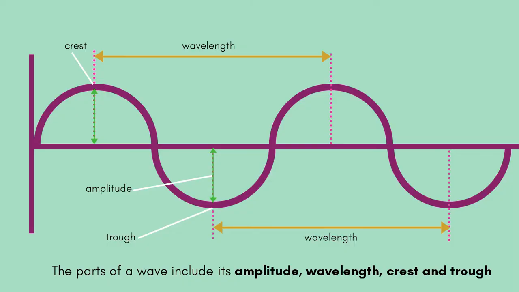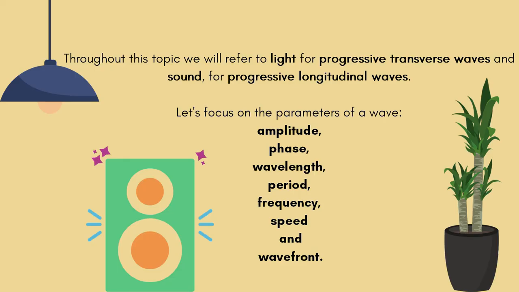The parts of a wave include amplitude, wavelength, crest, and trough. Wavelengths can be measured from crest to crest or from trough to trough. Throughout this topic, we will refer to light for progressive transverse waves and sound for progressive longitudinal waves. Let's focus on the parameters of a wave: amplitude, phase, wavelength, period, frequency, speed, and wavefront.